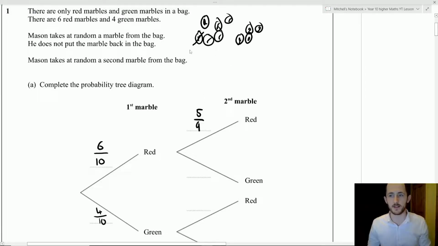9. Okay, so the mistake that I tend to see students make is that they don't take away 1 from the top and the bottom, right? So if a red marble is taken, then the number of reds decreases by 1, and the total number also decreases by 1. Now, likewise with the green, there are still 4 greens left because we didn't take a green out, out of a total of 9. And again, if we look across the branches here, 5 plus 4 is 9, so we have 9 out of 9, which is 1.